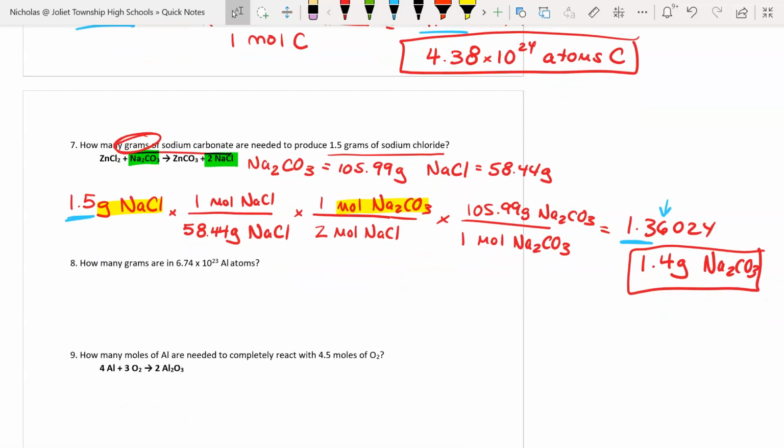Okay. Number 8. Number 8, we are given atoms, and we need to go to grams. So let's go ahead and start with what we're given.